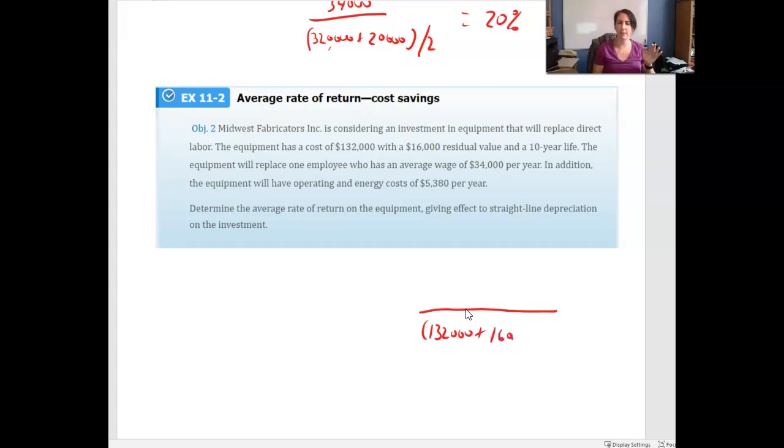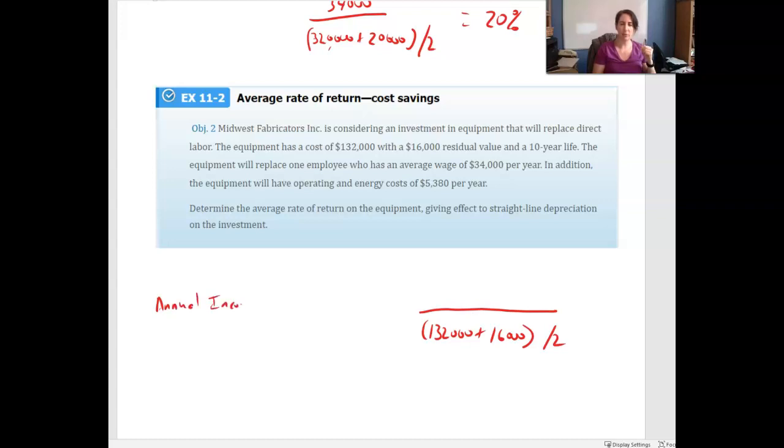132,000 plus 16,000 divided by 2. Okay, so I'm not going to get into the math on that yet. I just wanted to grab that information. It also has a 10-year life. That's going to become a factor in a minute. The equipment will replace one employee who has an average wage of $34,000 per year. In addition, the equipment will have an operating and energy cost of $53.80 per year. Okay, so now to come up with the beginning, that is supposed to be your annual income, right? But if you remember, I added more to that above.